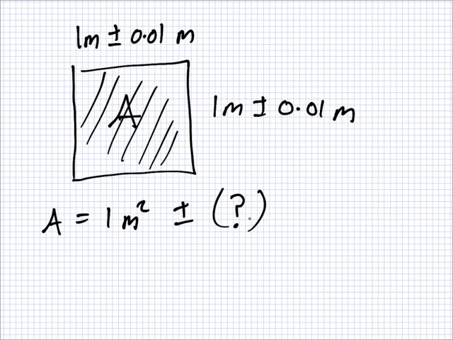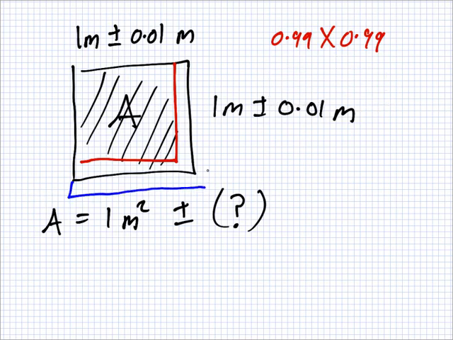Maybe. Let's have a look. So if you think about it like this, in the worst possibility, what is the smallest the area could be? Well, it could have been 0.99 multiply 0.99. True? That's the smallest possibility. And what would have been the biggest possibility?